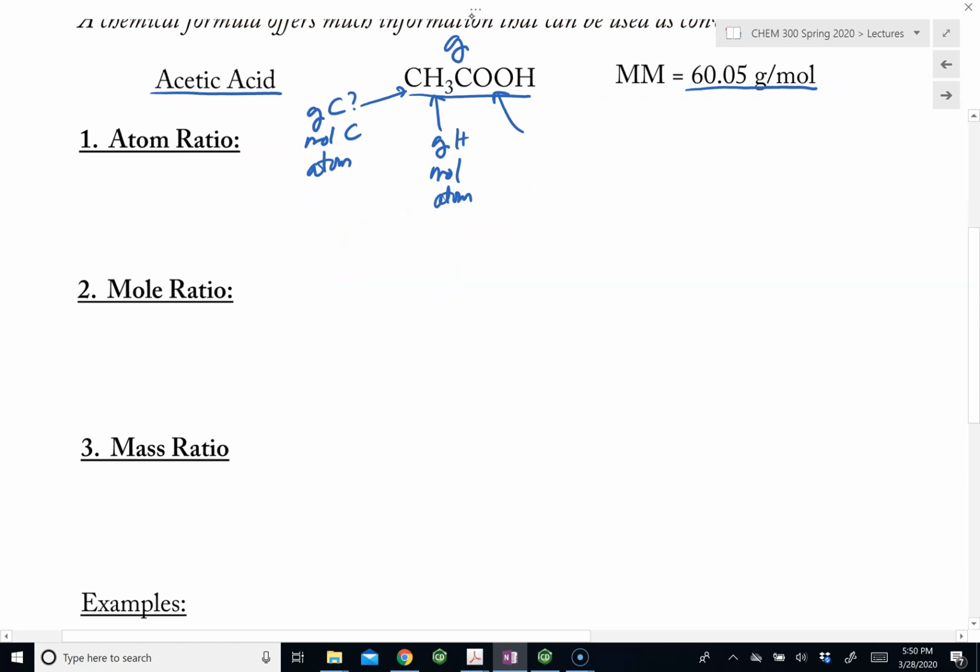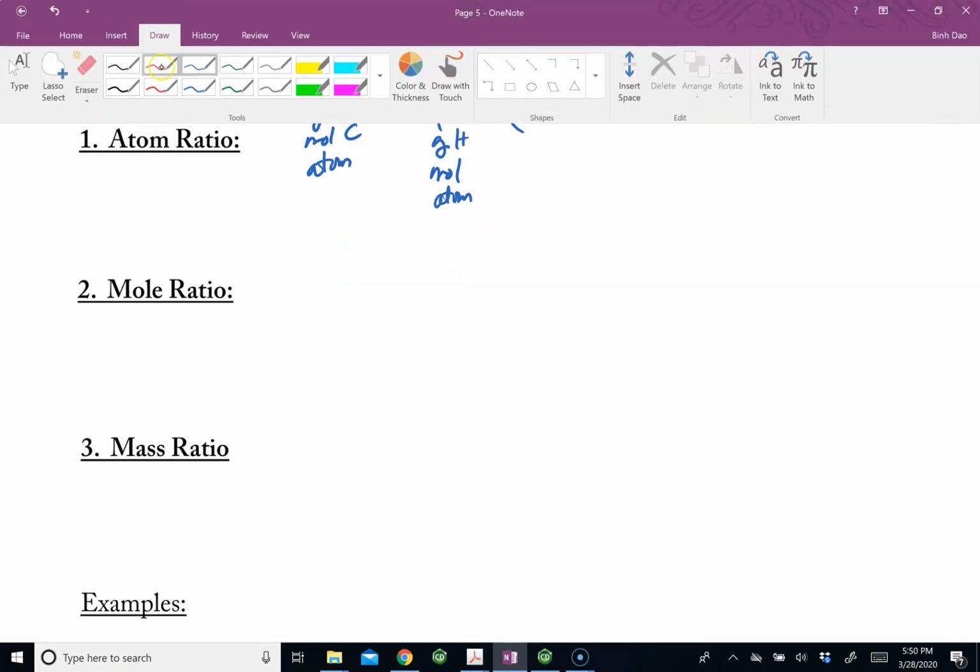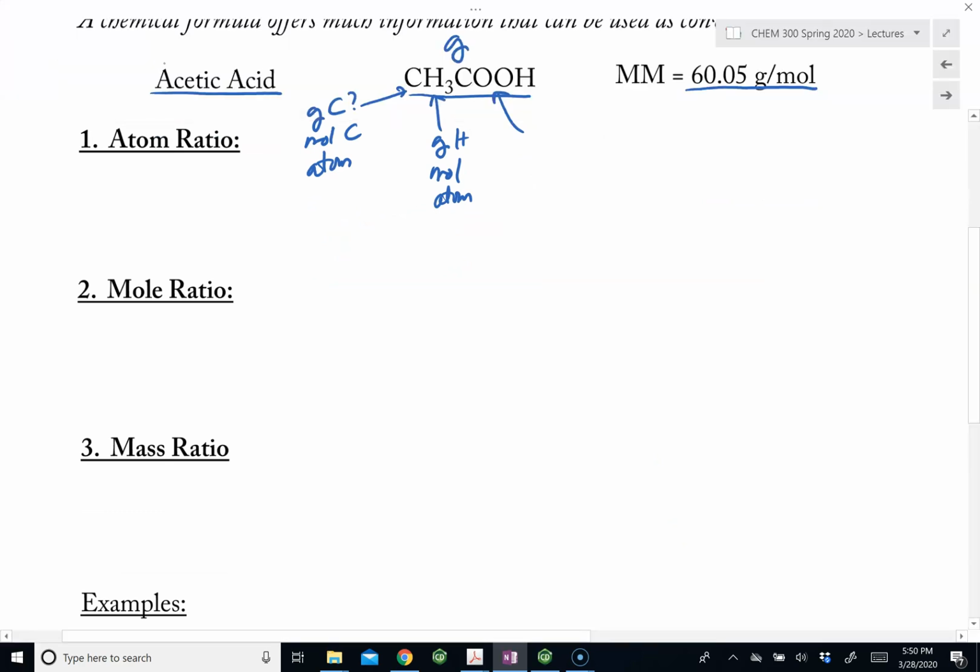The first type of information that we can get from the chemical formula is something that I refer to as the atom ratio. Once we are given the chemical formula of a substance, we can draw a lot of atom ratios from it. For example, looking at the structure of acetic acid, for every one molecule of acetic acid, we see there are 4 hydrogen atoms. That is one piece of information.